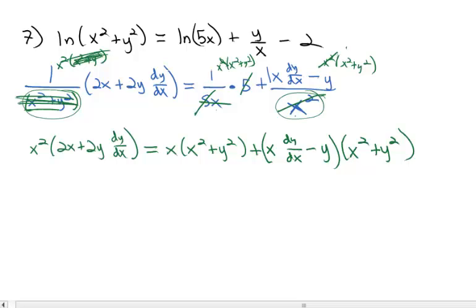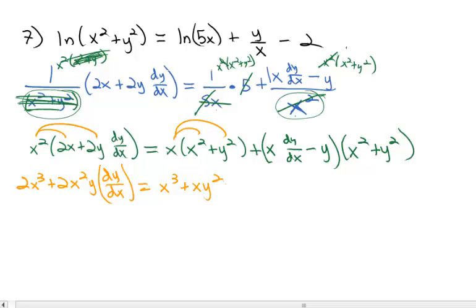And we have to do a lot of multiplying before we can do any solving. So we'll just distribute the x squared through. Gives us 2x cubed plus 2x squared y dy dx equals, we don't really have to distribute the next one through. It doesn't hurt if we do it, though. x cubed plus xy squared.